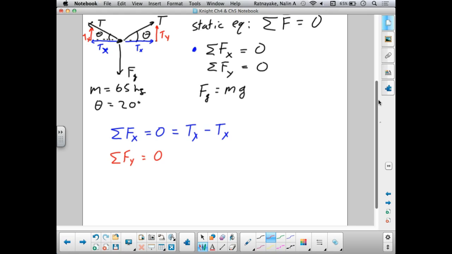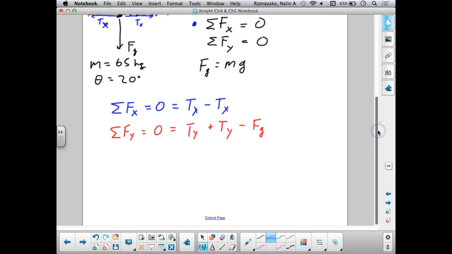I know that this should also equal 0, because I've got to add up to static equilibrium. And it looks like, let's see, what do I have in the vertical direction? I have a Ty, I have another Ty, because the tension on the rope is acting on both sides, and I have a minus Fg, which equals the weight.